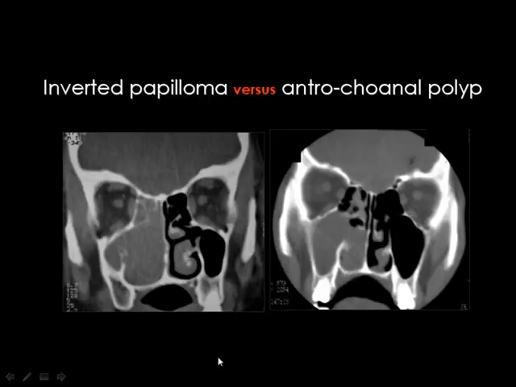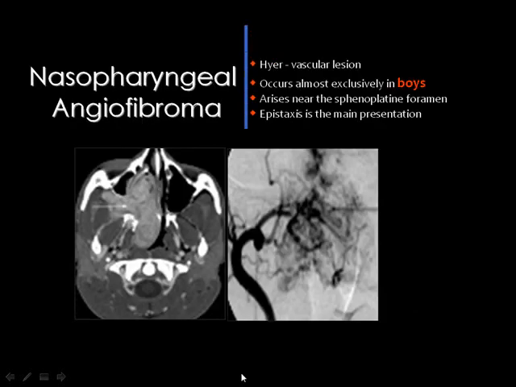Also, one of the most important findings is to see that the ethmoidal air cells, which are adjacent to the site of the lesion, are opaque, while in the antrochoanal polyp, the ethmoidal air cells are commonly not involved.